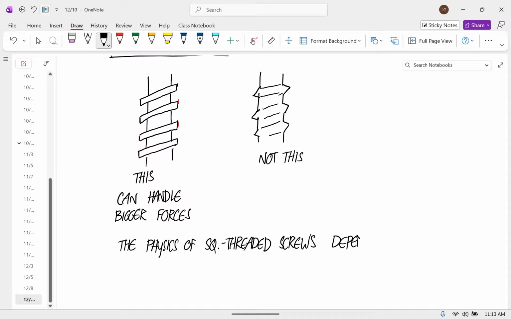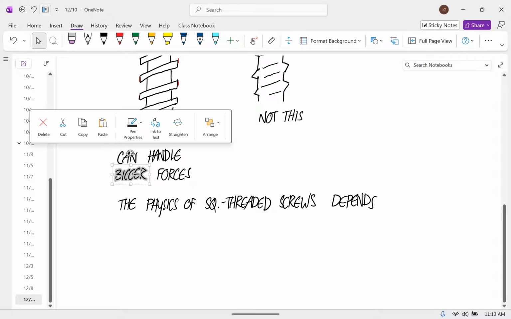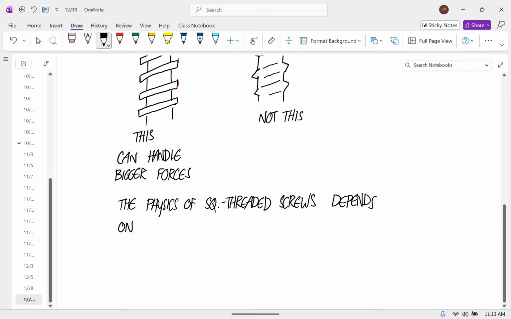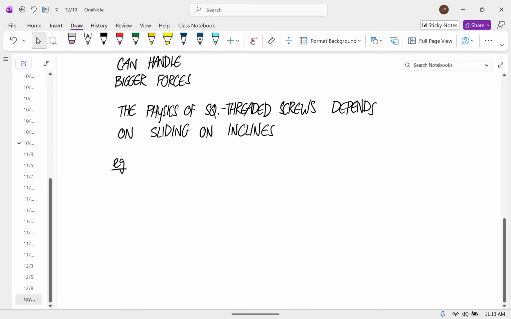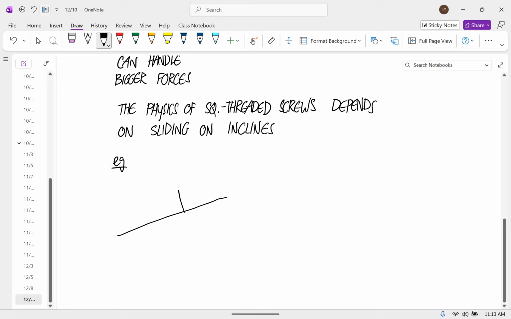Depends on... maybe when you took physics, you wondered when this was ever going to come up in your everyday life. But it depends on the physics of sliding on inclines. So for example, let's just go back and do a quick refresher. Imagine you have a box that's on an incline.